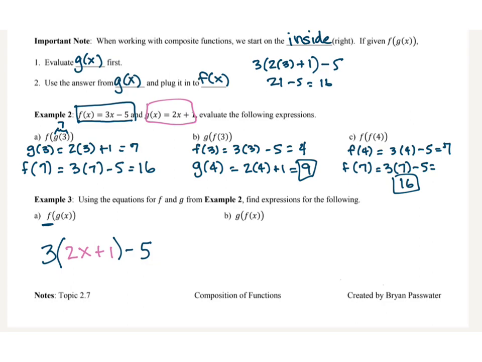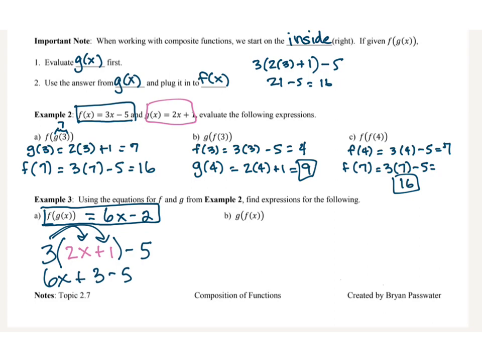And then they want you to simplify. When you have the 2 functions, you're multiplying them. Distribution. So 6x plus 3 minus 5. Final answer here is 6x minus 2. That would be our expression for f of g of x.